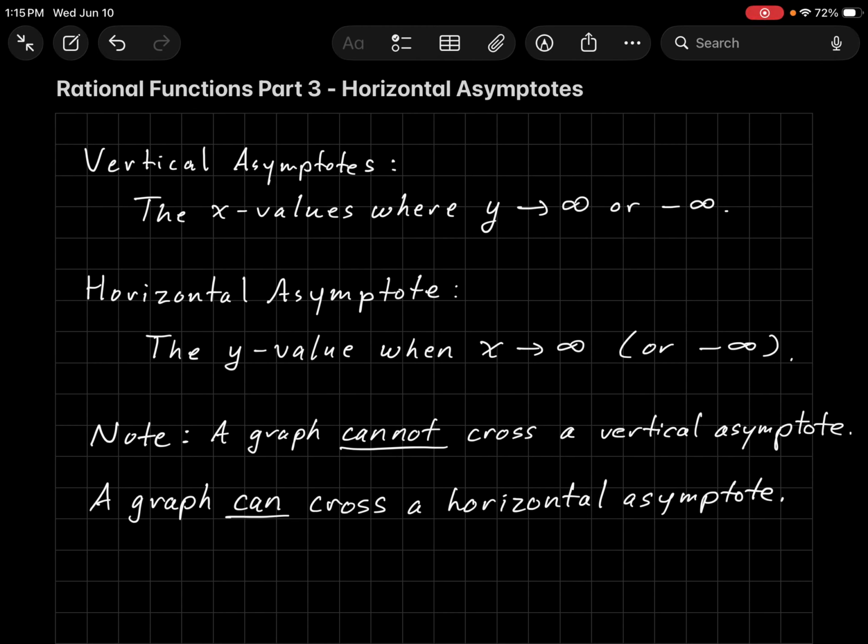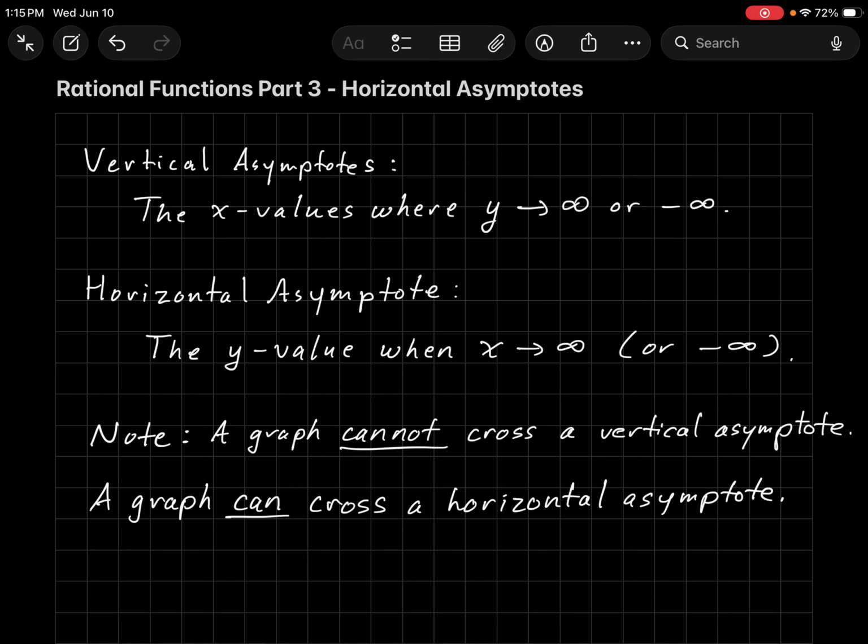Rational Functions Part 3, Horizontal Asymptotes. Recall that a vertical asymptote occurs at the x values where y goes to infinity, or negative infinity. A horizontal asymptote is the y value when x goes to infinity, or negative infinity. So vertical asymptotes, y goes to infinity. Horizontal asymptote, x goes to infinity.